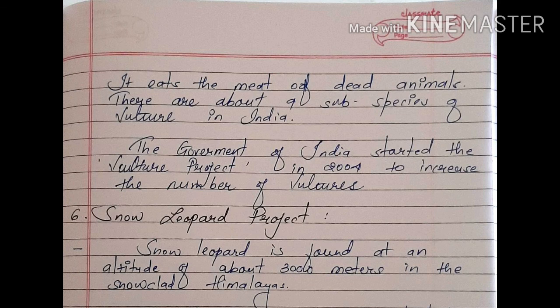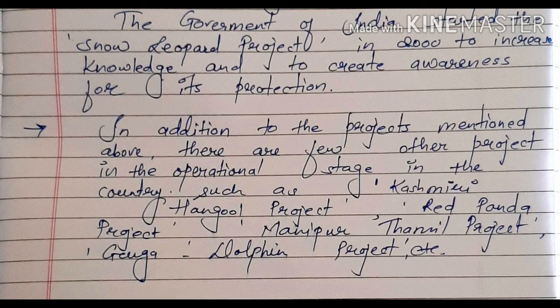And the last one is the Snow Leopard Project. The snow leopard is found at an altitude of about 3000 meters in the snow-capped Himalayas. The government of India started the Snow Leopard Project in 2000 to increase knowledge and to create awareness for its protection. In addition to the projects mentioned above, there are a few other projects in operational stage in the country, such as the Kashmiri Hangul Project, Red Panda Project, Manipur Tamil Project, Ganga Dolphin Project, etc.